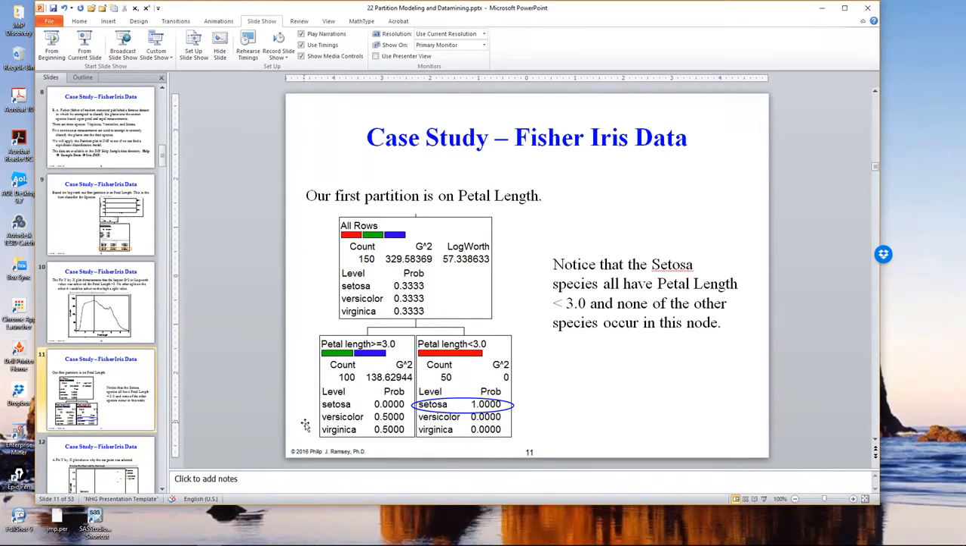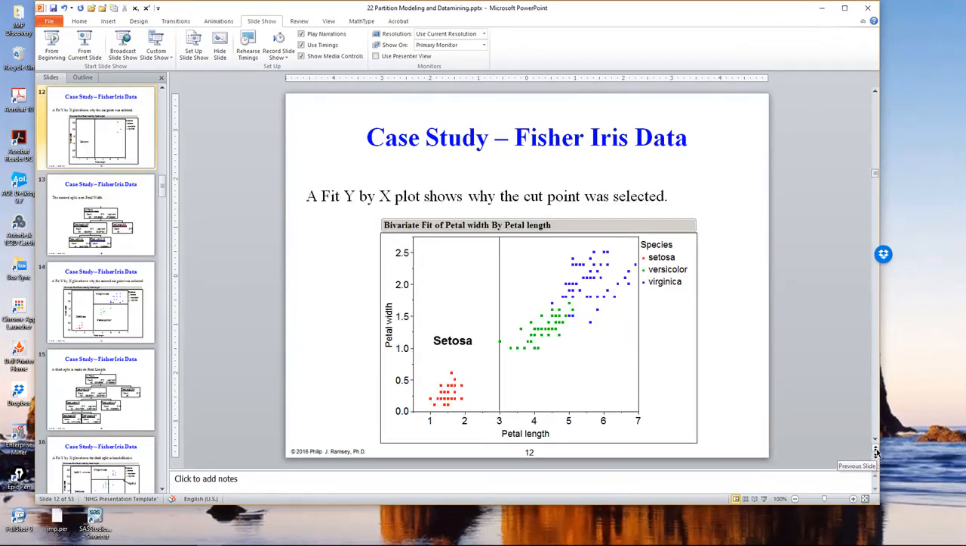But look on the left-hand side. It's 50-50 versicolor and virginica. So is it possible we could take the left-hand data, split again, and possibly find another variable that will let us distinguish between versicolor and virginica? Okay. Well, here's an example.